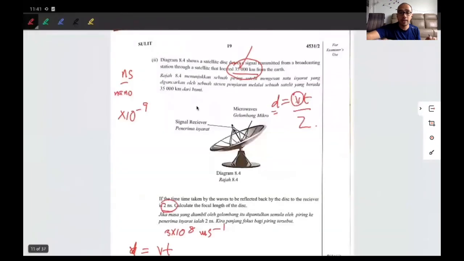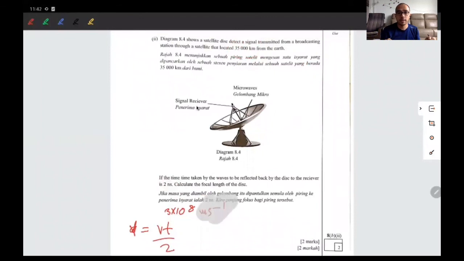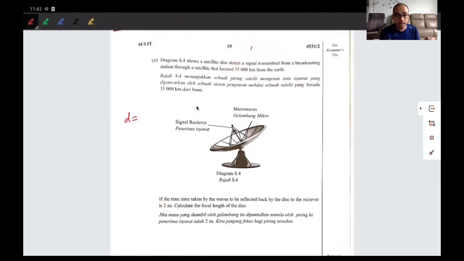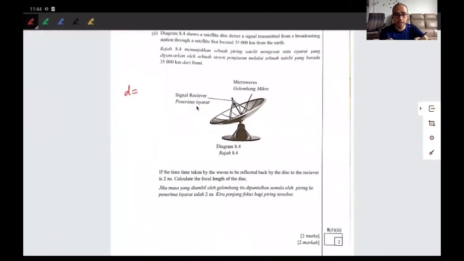Sorry, so we are going back to the question that I left out just now, which is the Negeri Sembilan paper, question number 8. Okay, so it's true. The formula that we want to use is actually D equals VT over 2.